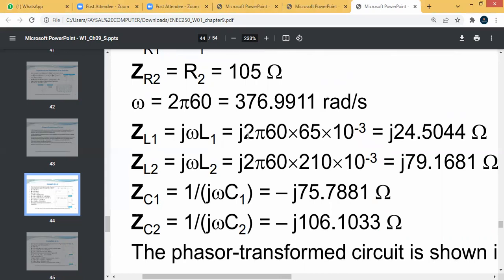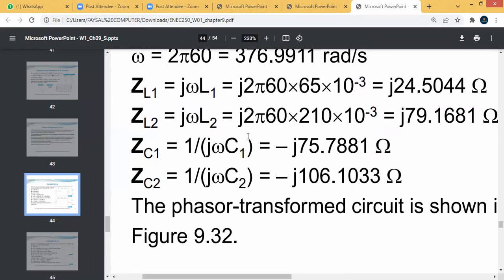Again for the second value, that is ZL2, which is j omega L2. Just putting in the value of omega and L2. The value of omega is 376.99, and the value of L2 is 210 milli, so milli means 10 power minus 3. Now finding the impedance for the capacitor.